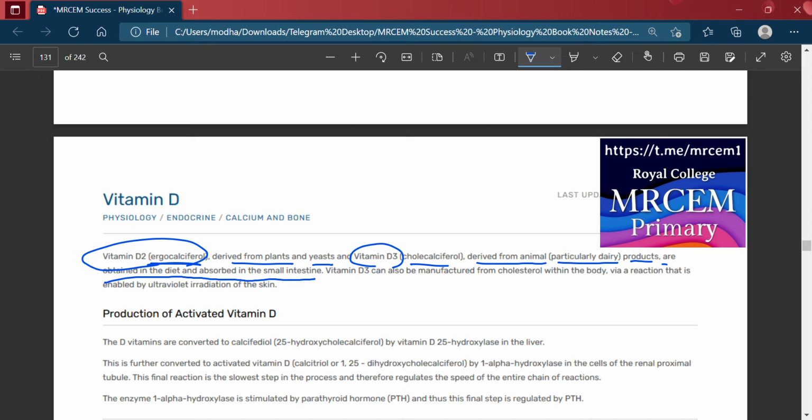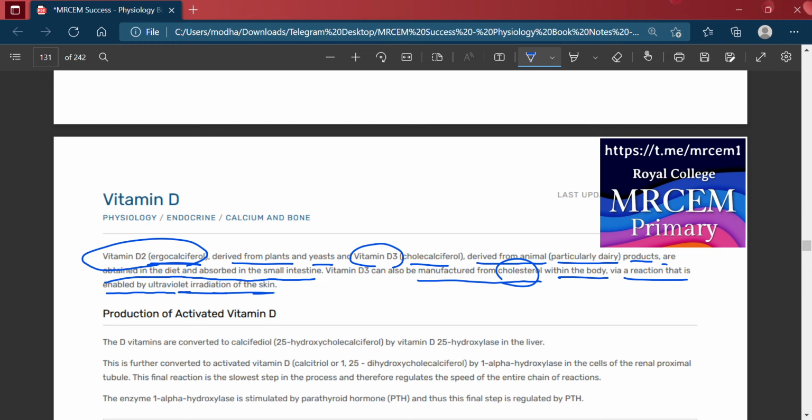Vitamin D3 can also be manufactured from cholesterol within the body via a reaction that is enabled by ultraviolet irradiation of the skin. When the skin is exposed to sunlight, this cholesterol will be converted into cholecalciferol.